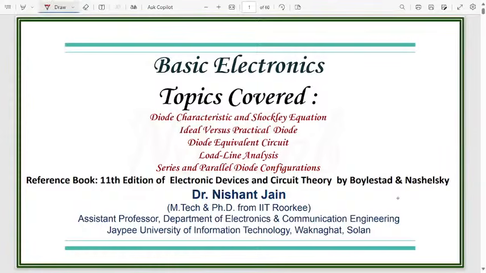This lecture I am going to start with the diode characteristic, and over there I will draw the characteristic and also mention the equation, the Shockley equation, which is used as the mathematical equation for the diode characteristic.